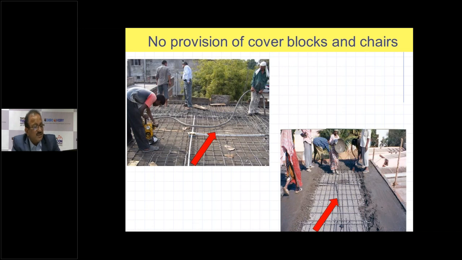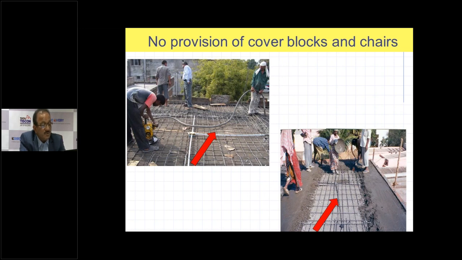See, here also you can see there is no provision of cover blocks and chairs. You can see these bars are practically touching the shuttering steel. Under such a situation, the durability of the structure is reduced by at least 30 to 40%. If this building is supposed to be there for 75-80 years, in 35 years only you will start getting cracks, leakages, and the life of the structure is very drastically reduced.